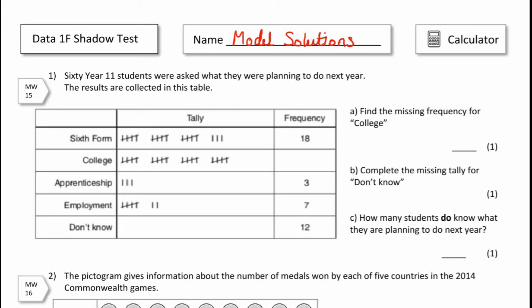Hi guys, we're going to go through the Data 1F shadow test here. Right, starting with number 1. This is all about tally charts. It's MathsWatch clip 15 if you need to recap.